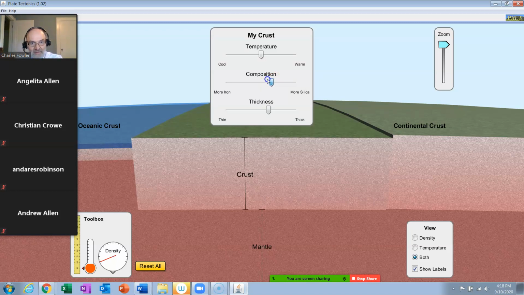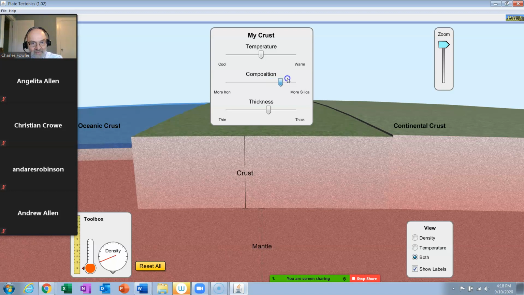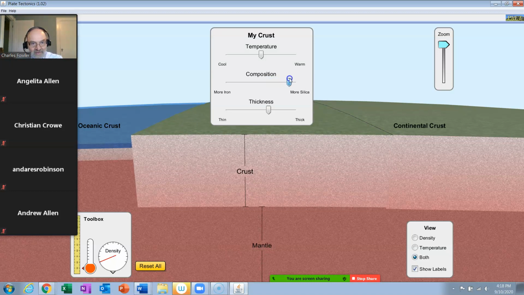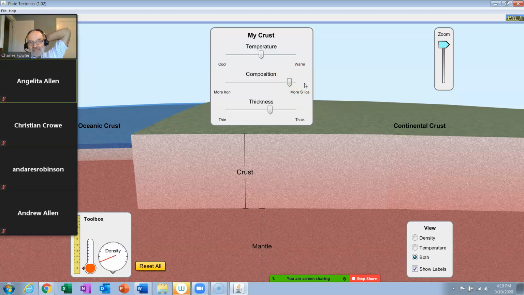Here I'm going for color. That's getting darker, that's getting lighter. Okay, still need to adjust the thickness a little bit. Okay, it looks like I have a pretty good match there. My crust is the same as continental crust. The first question asks, what is the composition? Is it more toward iron or more toward silica? Can you see? Perfect. Way to go. That was the first question, right?